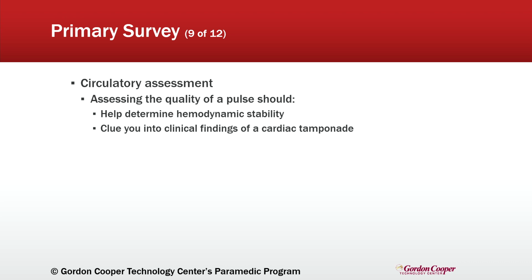Then we get into circulatory assessment. So we want to assess the quality of the pulse. By doing that, we're looking at hemodynamic stability. That quality of the pulse can help you determine how stable the patient's circulation is. So a weaker, thready pulse may suggest compromised blood flow. And then we're also thinking about maybe some cardiac tamponade indicators.